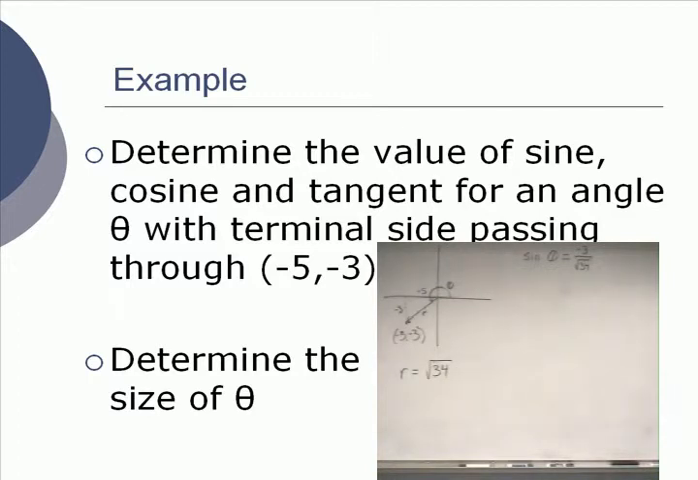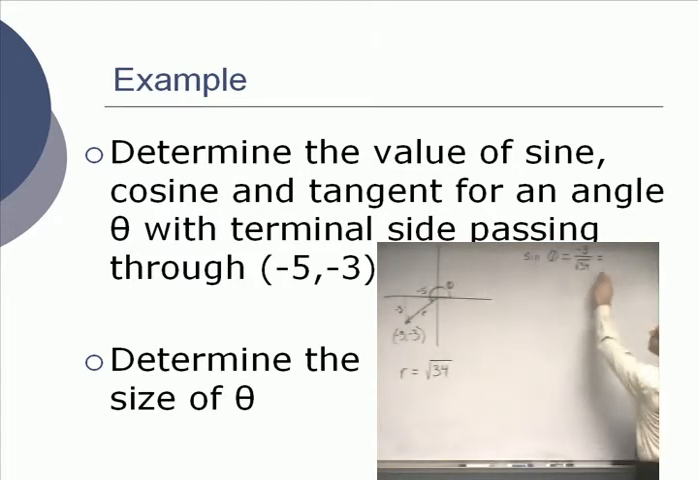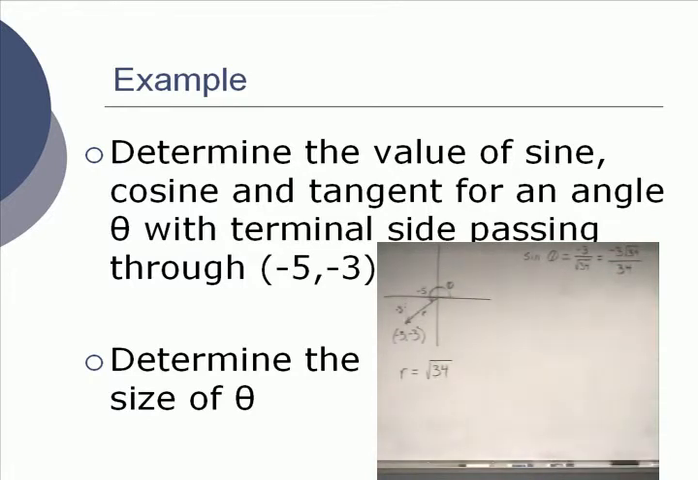Okay? Rationalize it, multiply both top and bottom by the square root of 34. We don't need to show that step. You can do that in your head. Top becomes negative 3 square root of 34. And the bottom becomes 34. Okay, that rationalizing is a step that you don't need to show. You can just, the bottom squares and the top gets the new radical. Okay, so sine of theta is negative 3 square root of 34 over 34.